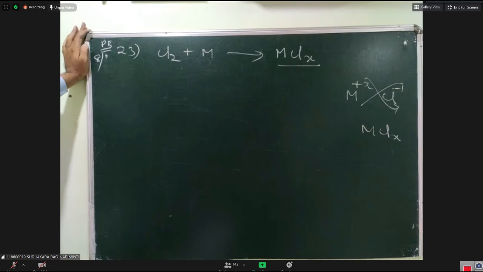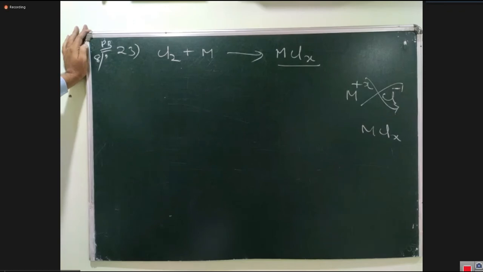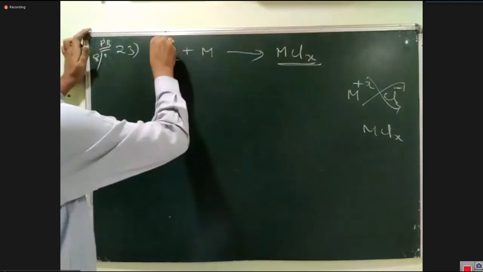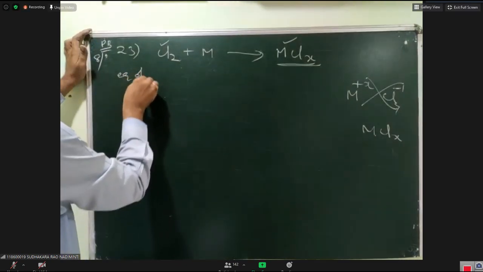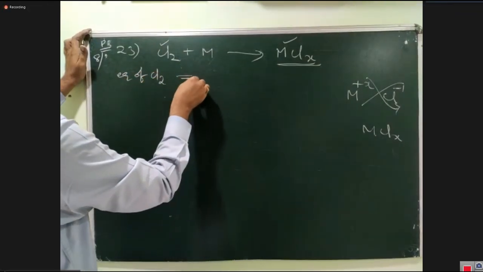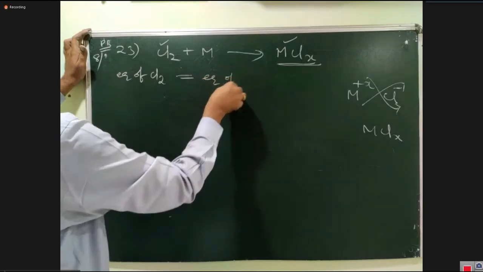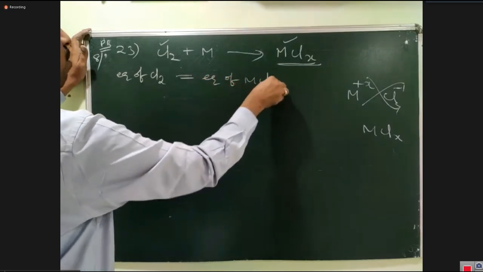Actually, metal weight, metal information is not at all required. Same amount of metal can displace hydrogen. Let us see what it will come. Use the information given for these two only. So the number of equivalents of chlorine reacted must be equal to the number of equivalents of MClX formed.